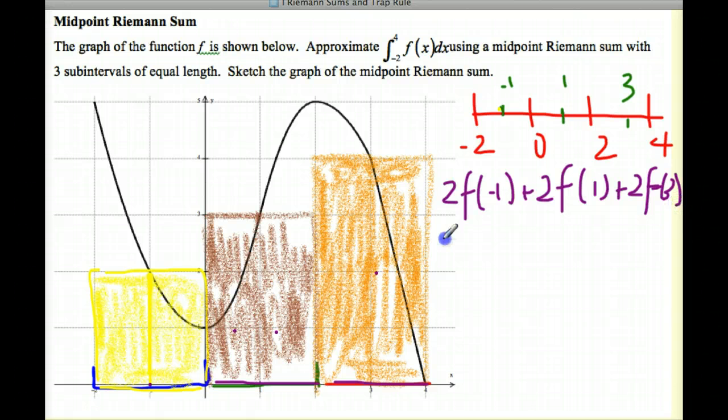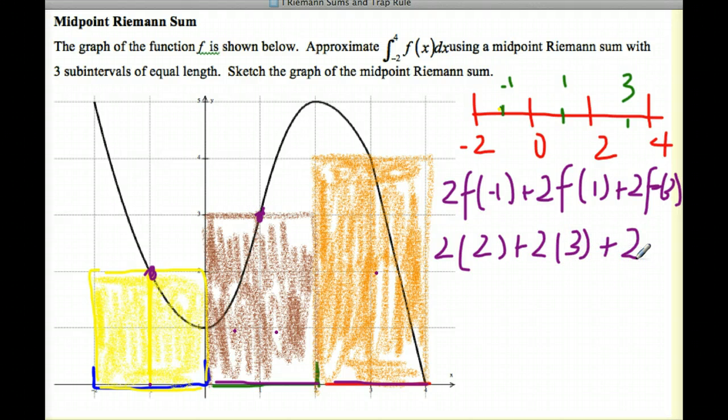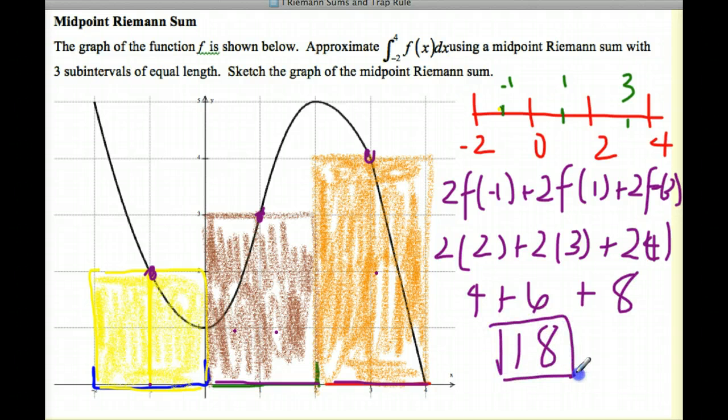And I plug in and I get 2 times, -1's value was 2. 2 times, +1's value was 3. Plus 2 times, +3's value was 4. So I just do the math. Get 4 plus 6 plus 8, which gives us an area of 18. And if you notice, 18 is in between our 12 and our 22. So I'm getting a better approximation.